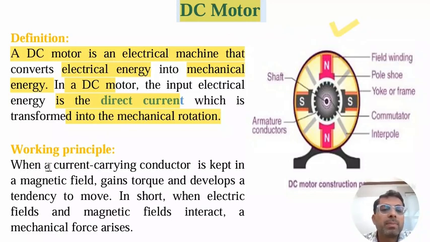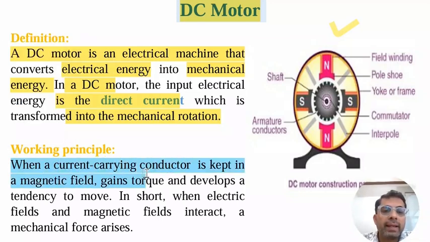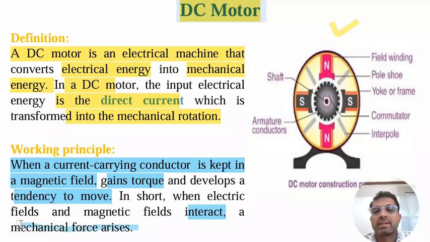So what is the working principle of the DC motor? When a current carrying conductor is kept in a magnetic field, it gains a torque and develops a tendency to move. In short, when electric and magnetic fields interact, a mechanical force arises. So this is the working principle of the DC motor.